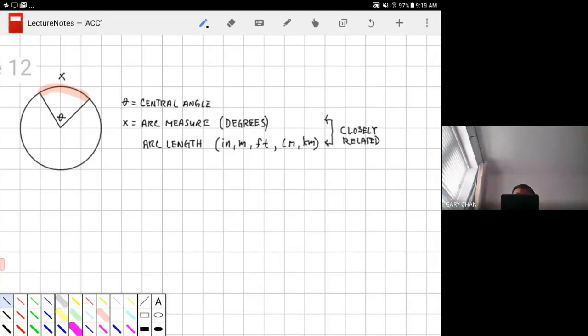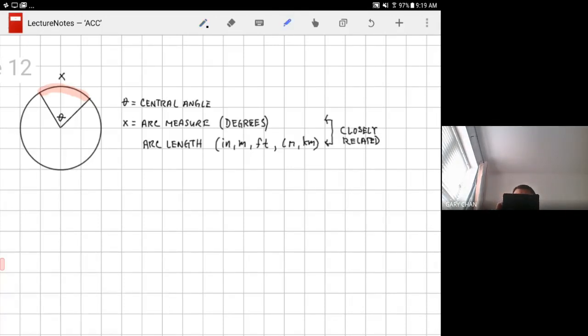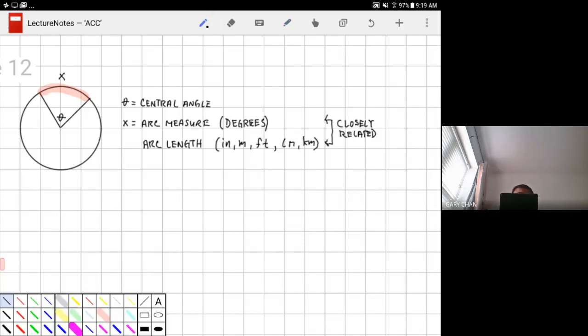So the two things are closely related. They are so related that it is actually more useful to think of the arc measure in terms of the arc length. Let me elaborate a little more. These two things are very closely related, and it is more widely accepted to interpret an arc measure in terms of the arc length only.